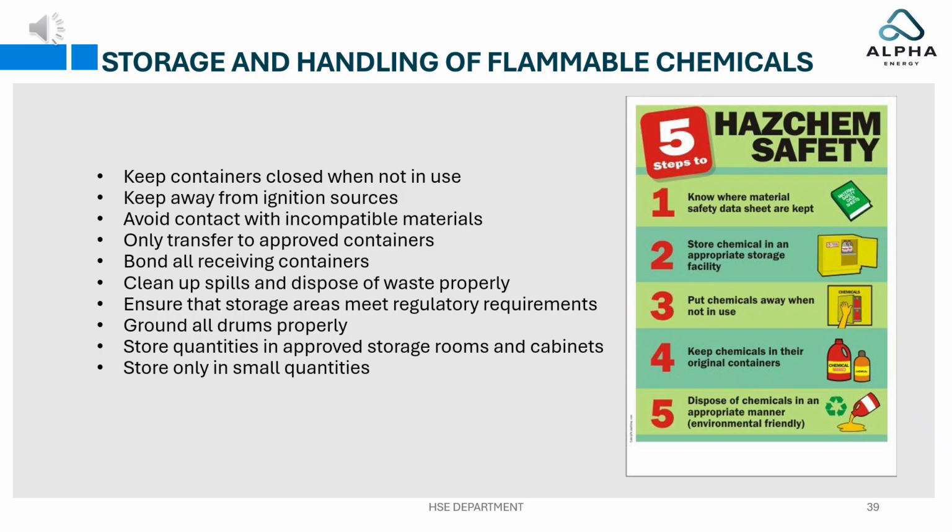Sixth, clean up spills and dispose of waste properly. Even small spills of flammable liquids are dangerous. Clean them up immediately and dispose of the waste according to the SDS and AME procedures. Seventh, ensure that storage areas meet regulatory requirements. Flammable storage areas must comply with all relevant regulations. This includes things like fire-rated walls, proper ventilation, and the right type of storage cabinets. Eighth, ground all drums properly. Grounding prevents static buildup. When you transfer flammable liquids, both the drum and the receiving container need to be grounded.